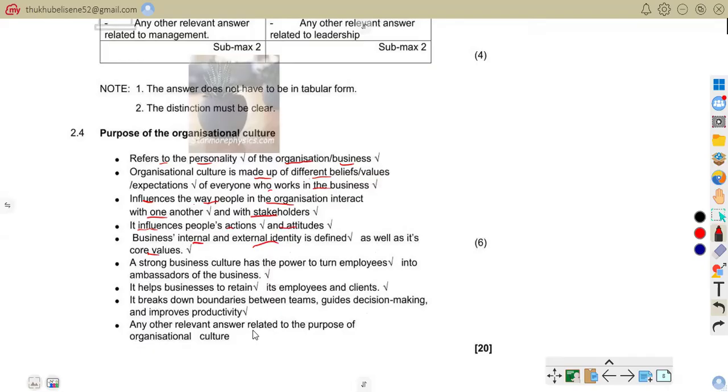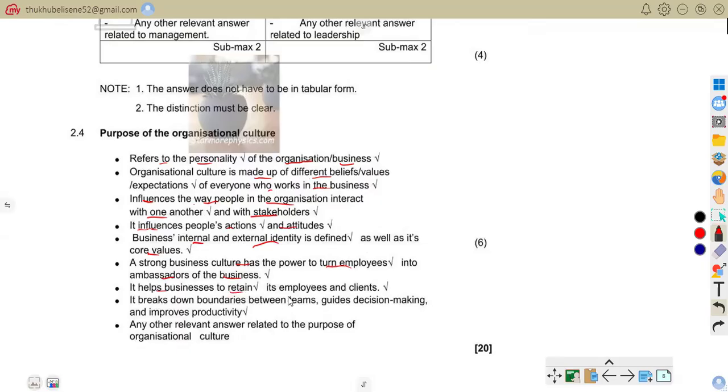The business's internal and external identity is defined, as well as its core values. So here we define internal and external identity and core values. For example, a business promotes honesty as a core value. So that is that. A strong business culture has the power to turn employees into ambassadors of the business. For example, staff promote a company positively on social media. So that is when the staff or employees talk well about the business. Now they are the ambassadors of the business.